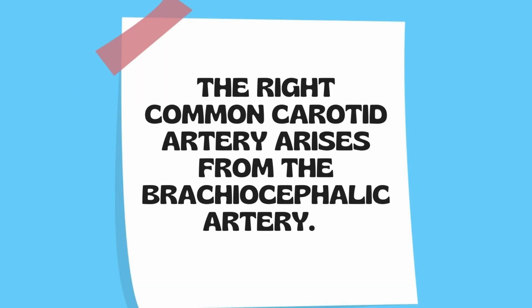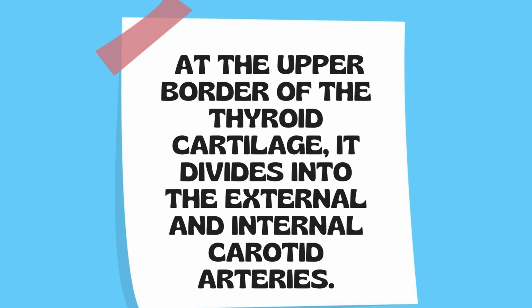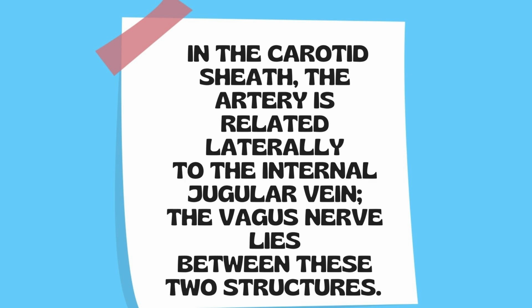The right common carotid artery arises from the brachiocephalic artery, whereas the left carotid artery arises from the arch of the aorta, and it's the same for the subclavian artery as well, which we are going to discuss later. The common carotid artery divides at the upper border of the thyroid cartilage into external and internal carotid arteries. It's important to remember that in the carotid sheath, the artery is located laterally to the vein, and the vagus nerve lies between the two structures. So it's the internal jugular vein, then the vagus nerve, and then we have the carotid artery.